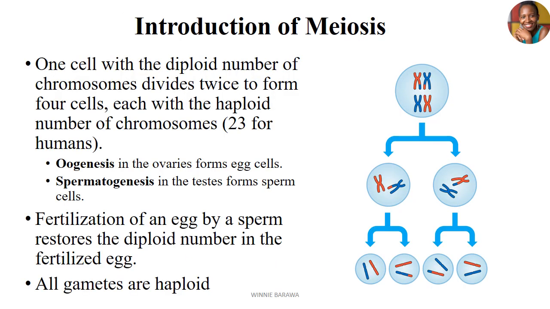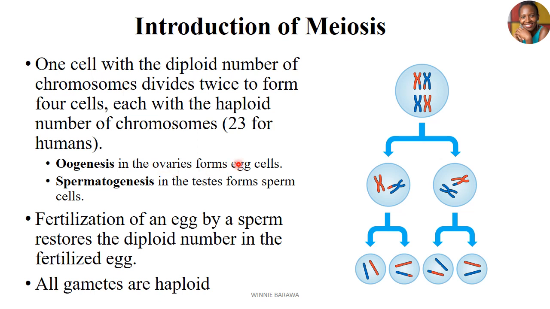By introduction, meiosis is the process of cell division where one cell with a diploid number of chromosomes will divide twice to form four cells, each with a haploid number of chromosomes. And in humans, we expect 23 chromosomes at the end of the meiosis process. So it happens in two processes.